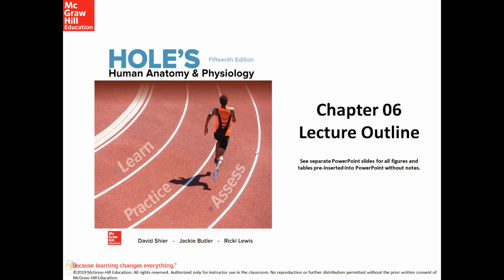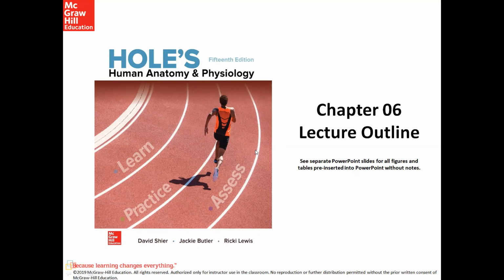So in Chapter 1, we talked about the introduction to anatomy. Chapter 2 was on chemistry. Chapter 3 was talking about cells. And then we talked a little bit more in detail about cells and cellular function in Chapter 4. Chapter 5 was tissues. And now we finally get to start moving further on that level of organization. Now we're going to start talking about organs and organ systems.